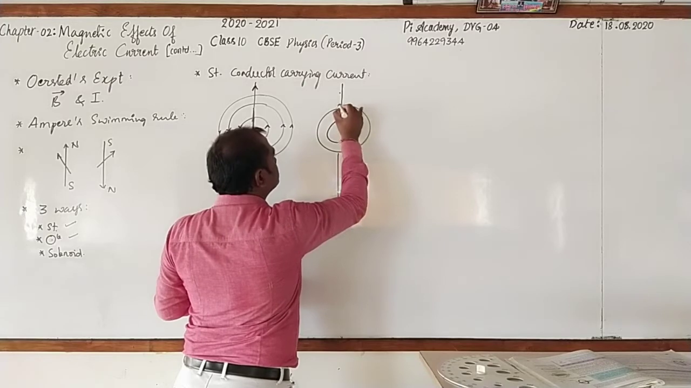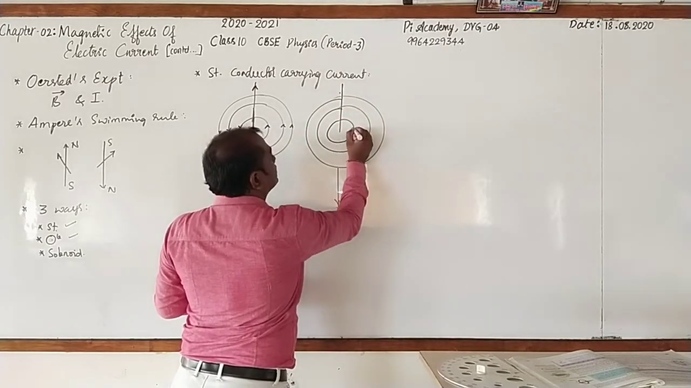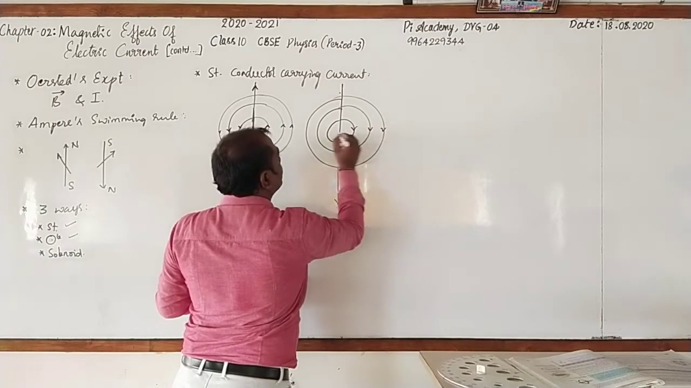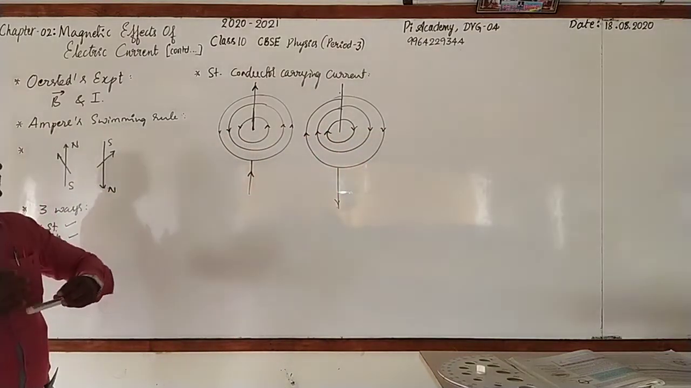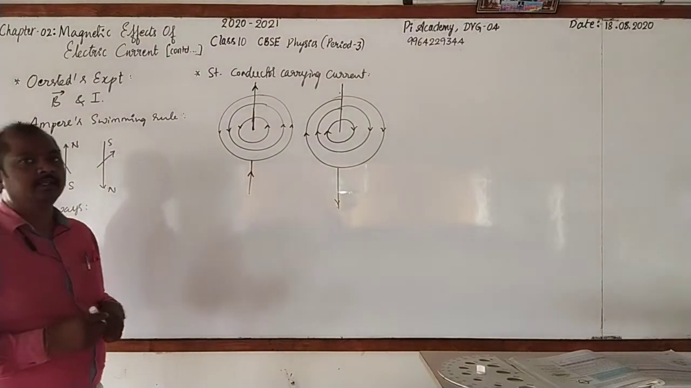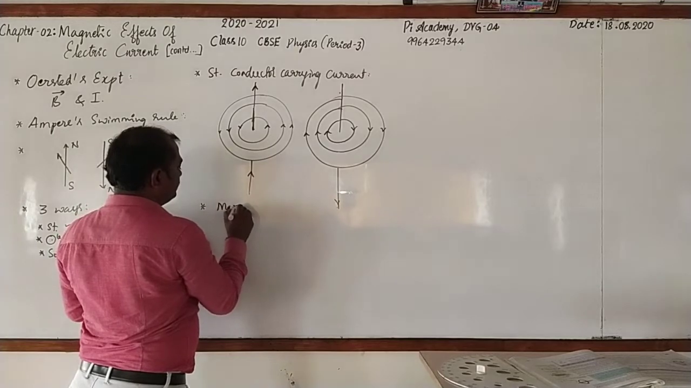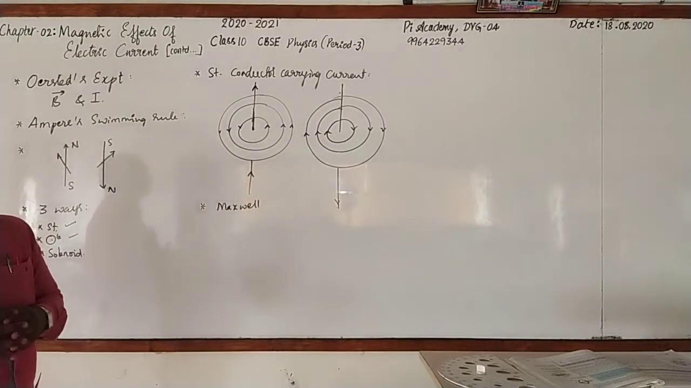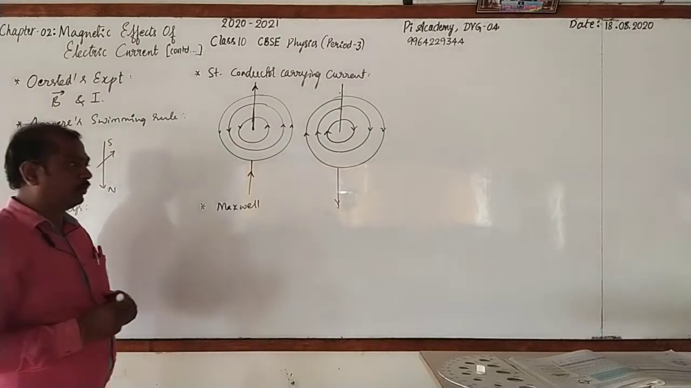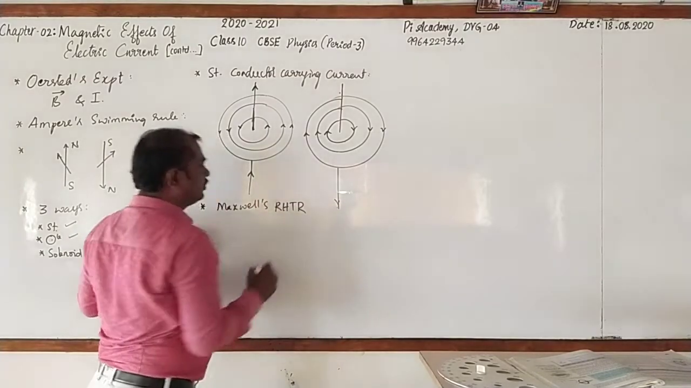Let me show you that also. Just keep observing. Yes, this is in this way, clockwise. How did you come to know that? Actually, this was explained by a scientist. He is Maxwell. And he has given a law, or rule, that is called the right hand thumb rule. Maxwell's right hand thumb rule.